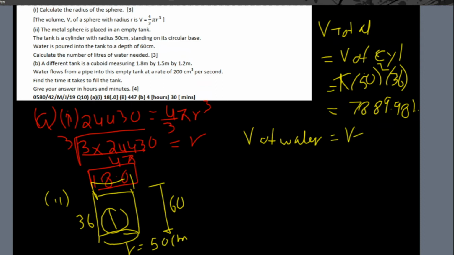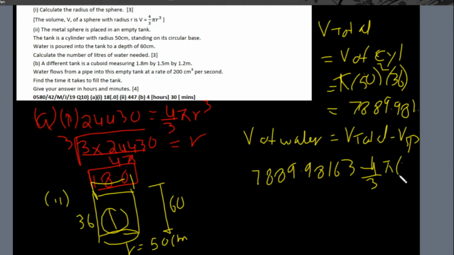So now let's find volume of water. Will be volume total minus volume sphere. So volume total is 7889.98163 minus volume of sphere, which will be 4 over 3 pi r cubed. R was 18. So this gives volume of water, minus 4 over 3 times pi times 18 cube.